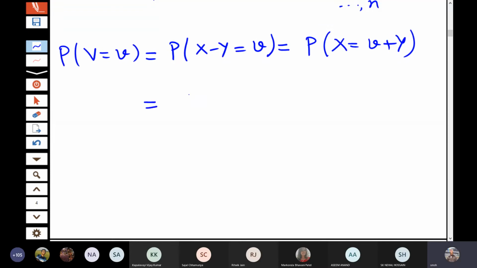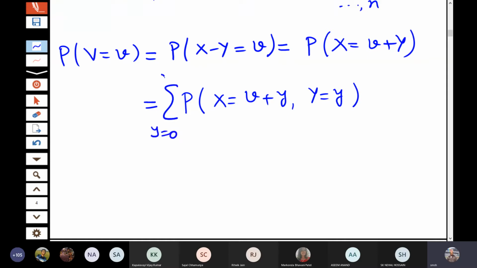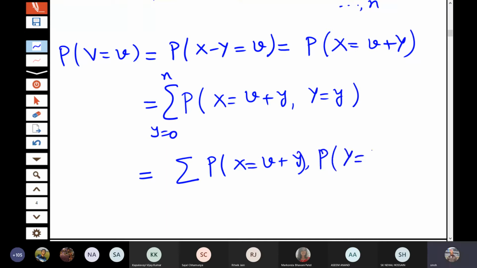So this is equal to probability of x is equal to v plus y, and y is equal to small y, where y is from 0 to n. Now, because of the independence, this joint probability can become the product of these probabilities, probability of x is equal to v plus y into probability of y is equal to y, y is equal to 0 to n.